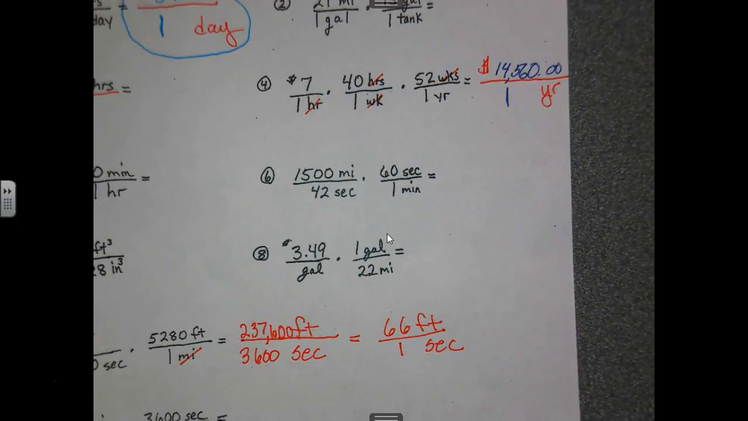So if you made $7 an hour, that's how much you make a year. Wow, that's almost as high as a teacher's pay.